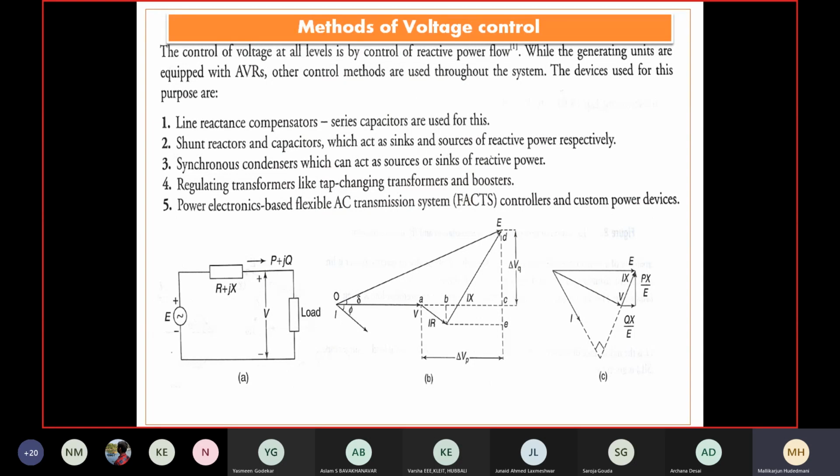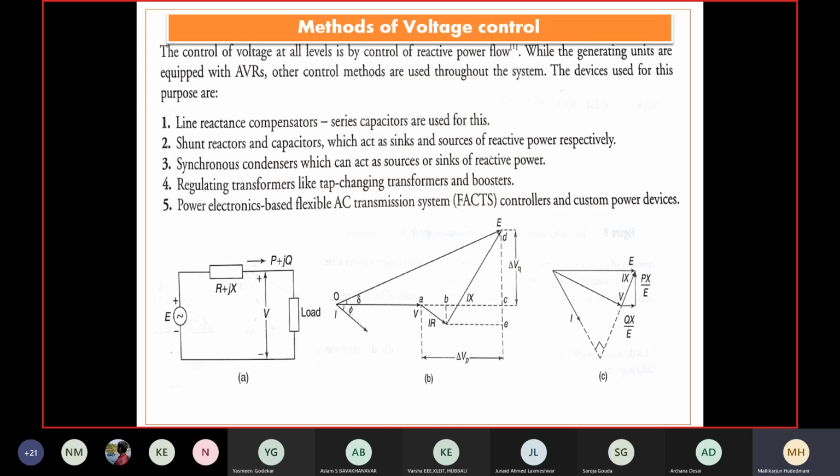The first heading for that is methods of voltage control. The control of voltage at all levels is by the reactive power flow itself. That's the first statement. Why are we addressing the voltage? It is because of the reactive power need and necessity. Voltage is monitored as a parameter of its balance. Therefore, we need to control it such that the other parameter, reactive power flow, is worked out. While generating units are equipped with AVR, automatic voltage regulator, other control methods are used throughout the system.